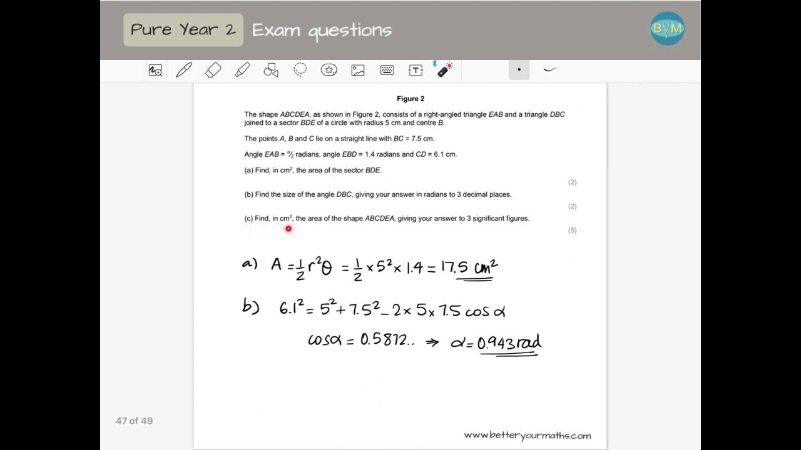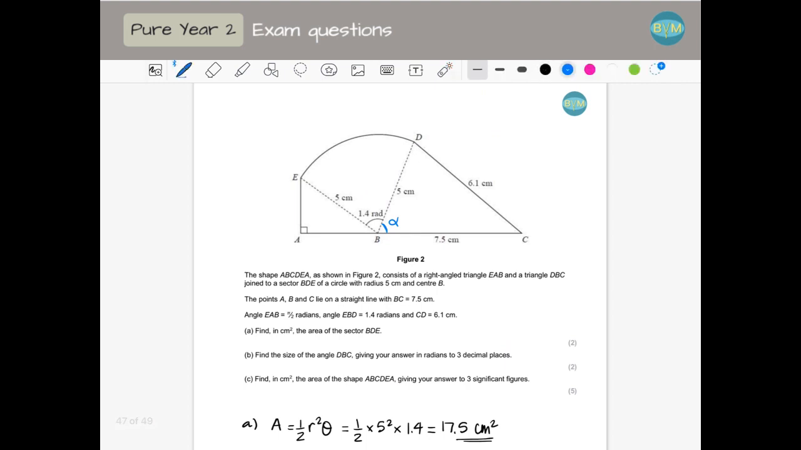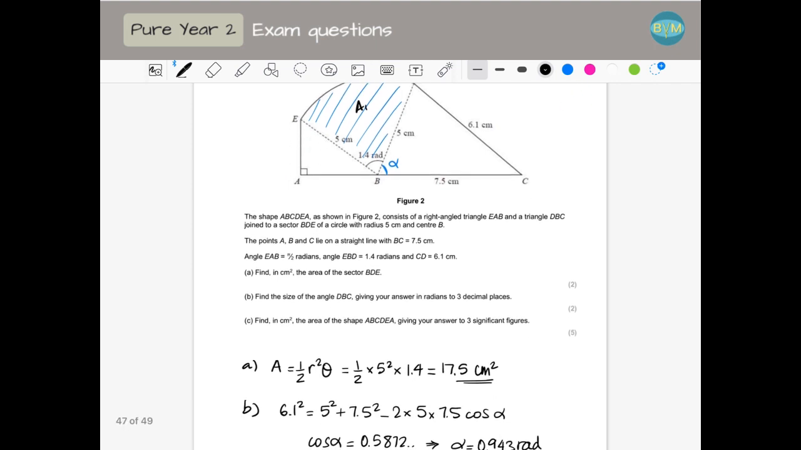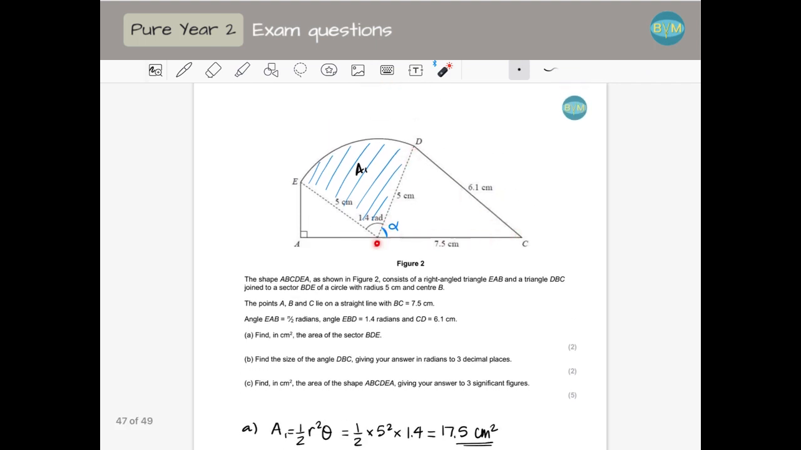Then C, find in centimeters squared the area of the whole shape, giving the answer to 3 significant figures. So we have found the area of the sector, and this was, let's call it A1. We need to find the area of the 2 other triangles. This triangle here, we know one angle, and we can use the formula of the area because we are able to find this height. So it will be base times height divided by 2.